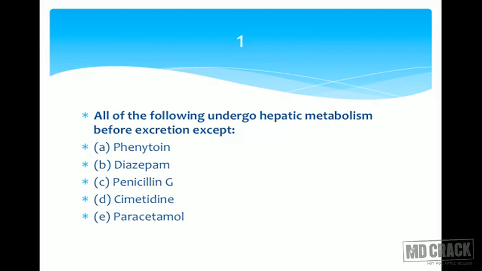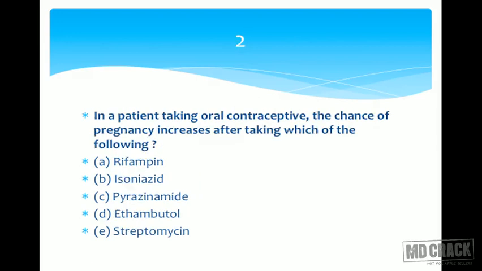So no question of going up to the liver. The major amount is destroyed by gastric hydrochloric acid. That's why we don't have penicillin G itself in the form of tablets or capsules. So the answer should be penicillin G. We go to the answer. Yes, that's the right answer, penicillin G. Next question, question number 2.